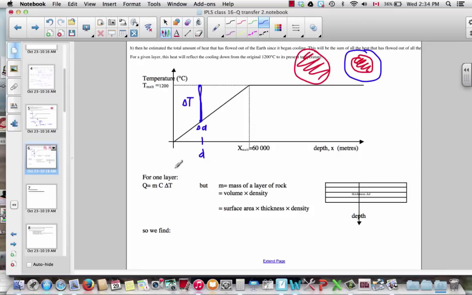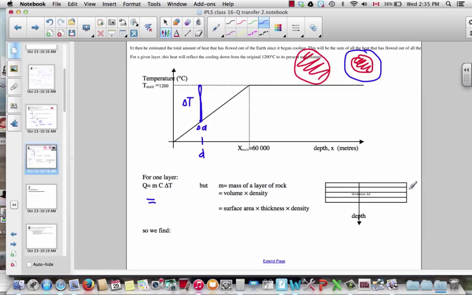Okay, so for that layer, this one layer here, its amount of thermal energy that has been lost out into space is going to be the mass of the layer times the specific heat capacity of rock times the temperature difference. But for that mass of a layer of rock, a mass is a volume times a density.